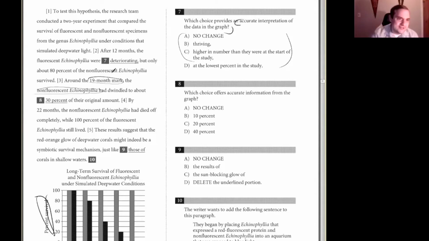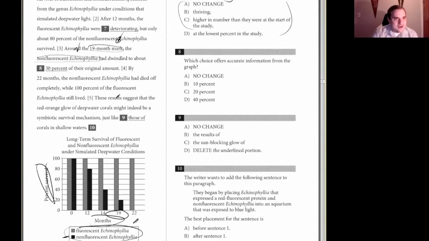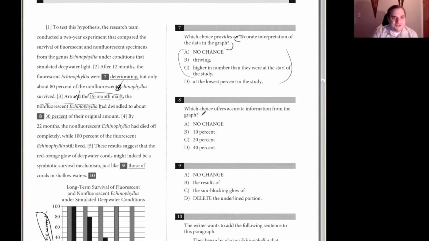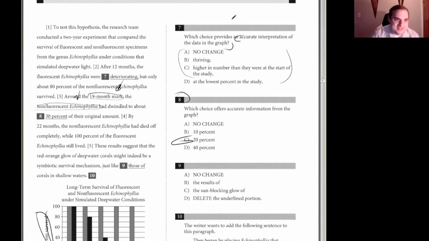Me circling these things is me making sure I'm getting the right things. So we're dealing with month 19, and we're dealing with the non-fluorescent, right? So it's the black line. So how much is left? Oh, I skipped a question, didn't I? Same type of question. Sorry about that. We're at 8 here, so 20% is left. Yep. But we do need to go back and actually answer questions.